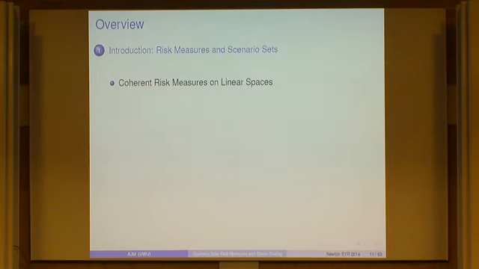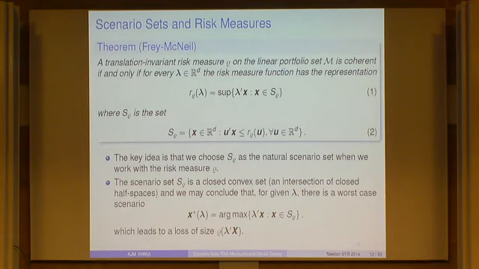Okay. The final part of the introduction is to state a little result which relates the risk measures to scenario sets. This result applies to coherent risk measures on this linear portfolio space. A translation invariant risk measure, rho, on the linear portfolio set M is coherent if and only if you have a representation of this form.